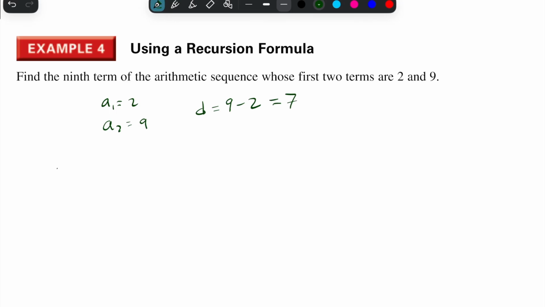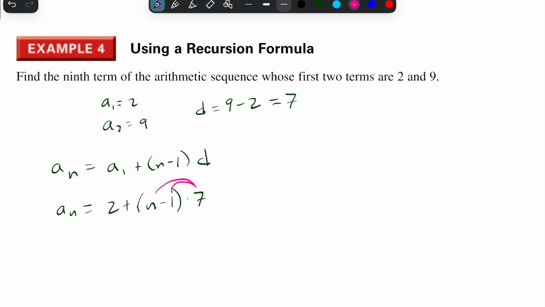And then I can apply this to my nth term formula, which is my first term plus n minus 1 times my common difference. So in our case, an would be 2 plus n minus 1 times 7. We'll go ahead and distribute the 7 to make a simple formula here. So 2 plus 7n minus 7, and I get an is 7n minus 5.